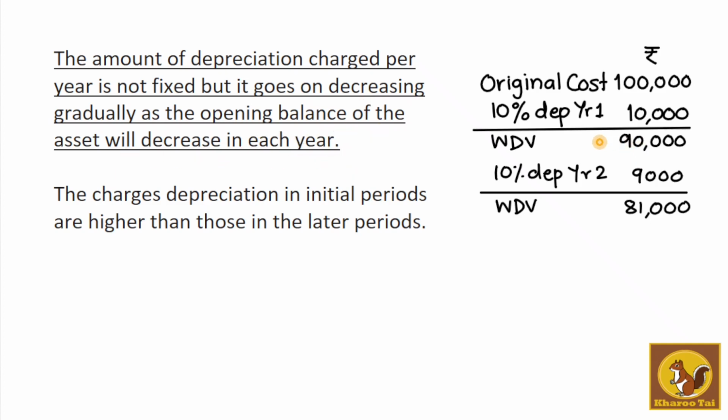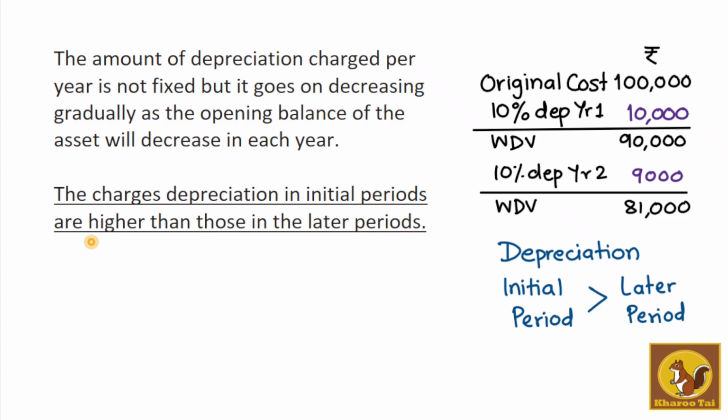As we see, we are calculating depreciation on written down value every year. First year on original cost and thereafter on WDV, which is decreasing every year. So our depreciation amount will also keep on decreasing every year. We can also see that in the initial periods depreciation is higher and later on it goes on reducing.